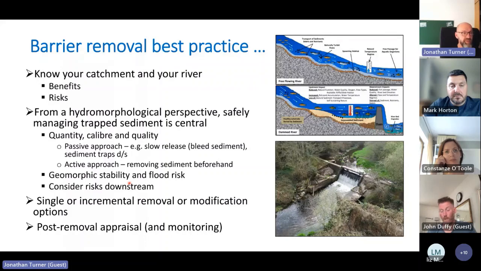And from a hydromorphological perspective, I guess safely managing the trapped sediment is central, both in terms of the quantity, so how much sediment is building up behind these structures. This is the Dalagan where I showed you that picture before, but you can see clearly there's a huge amount of sediment that's built up behind this structure in the 40 or 50 years that it's been there. We need to know the size of the material. So if you've got coarse material, is it going to move more slowly? If you've got fine material, is it going to wash away more quickly, but potentially present a risk to sensitive aquatic species downstream?